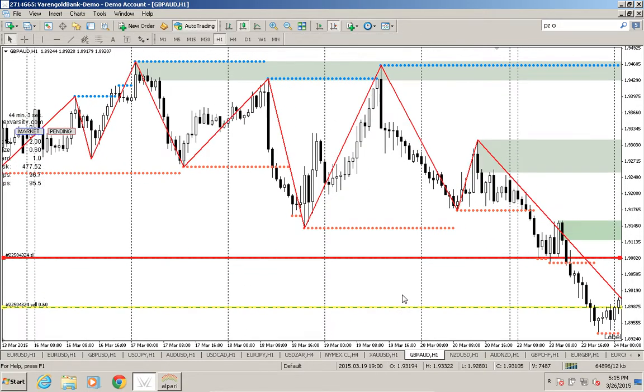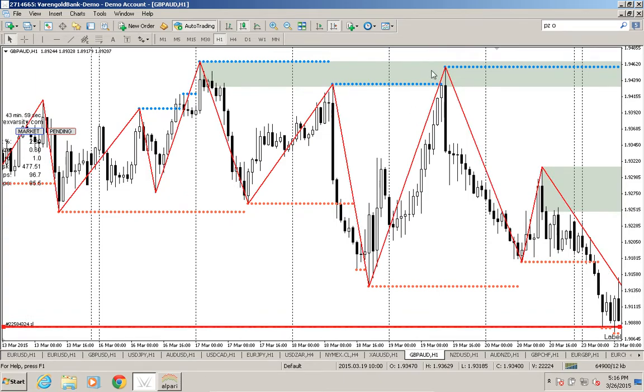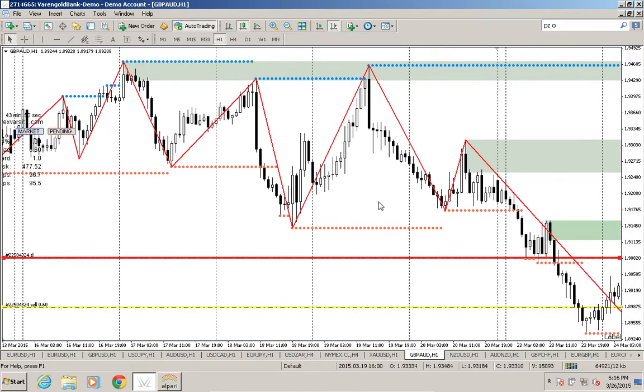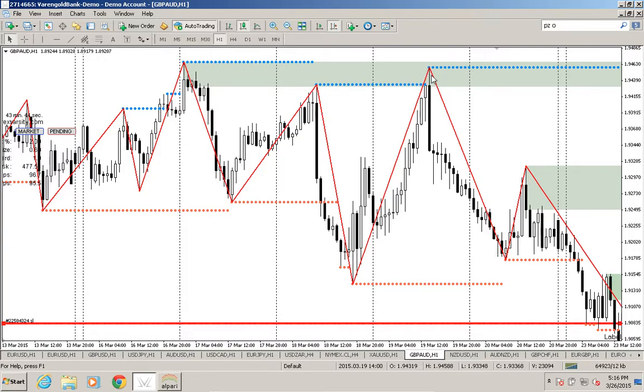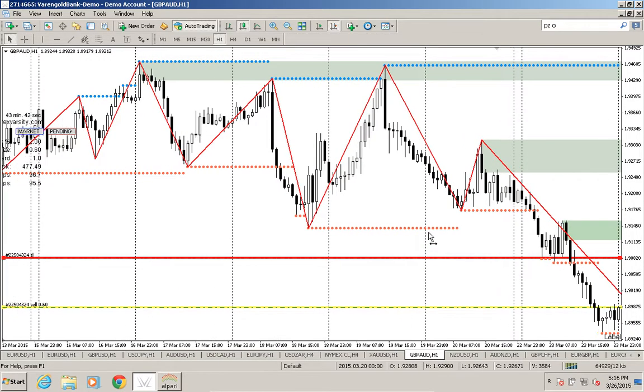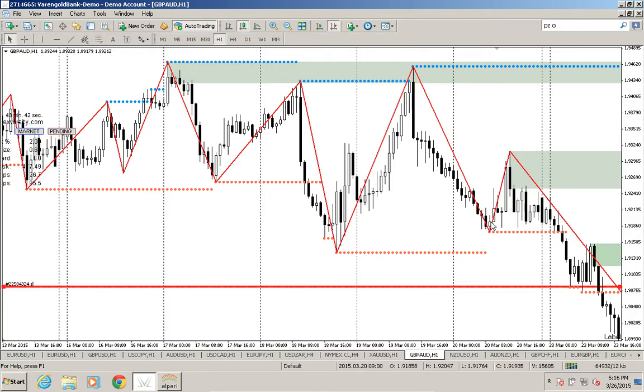But then our next high on the 19th of March is higher than our high on the 18th of March. So that will show that we are heading for an uptrend again. Then our next low on the 20th of March was higher than our previous low on the 18th of March, again signaling an uptrend.